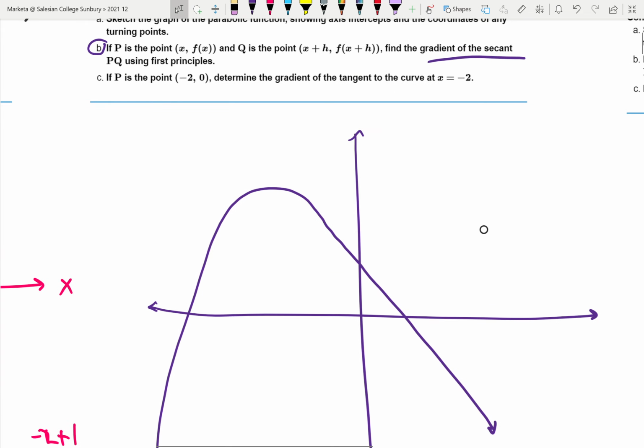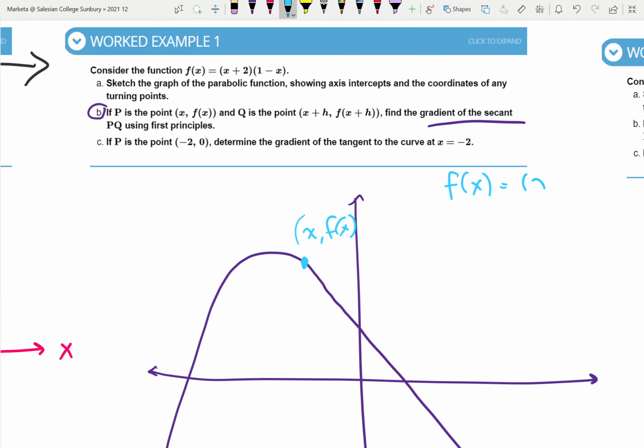So first principles, this is what happens. You've got a point, and this point is called x and f of x. Why is it called x and f of x? Well, because f of x equals whatever the equation is, and in this case it's x plus 2, 1 minus x. And I'm going to expand that. X times 1 is x, x times neg x is neg x squared. 2 times 1 is 2. And 2 times neg x is -2x. So f of x is going to be -x squared, x minus 2x is a neg x, plus 2.